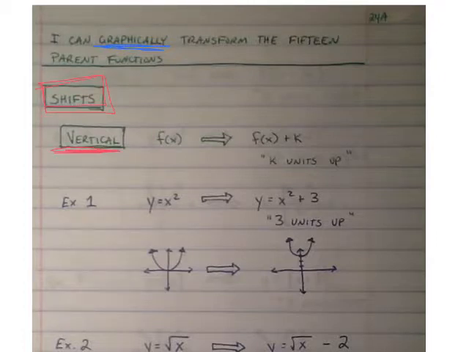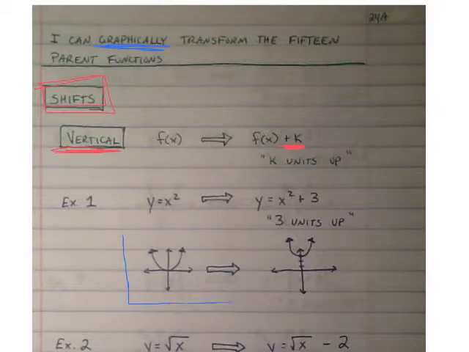A vertical shift occurs whenever we add a number to the end of our function. So if we had a parent function of y equals x squared, and we added 3 to the end of it, that means we're going to shift it 3 units up. And so I have the sketch of my original parent function, and then the shift of 3 units up.